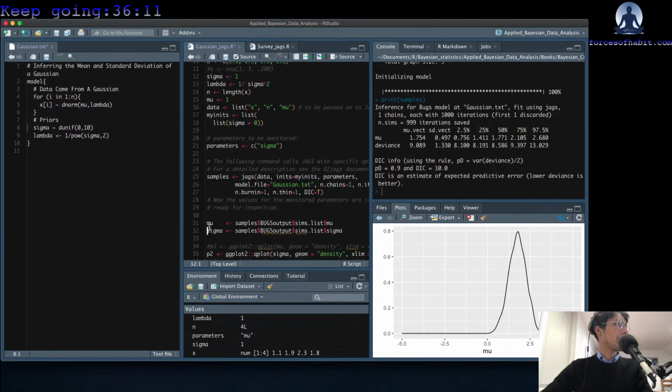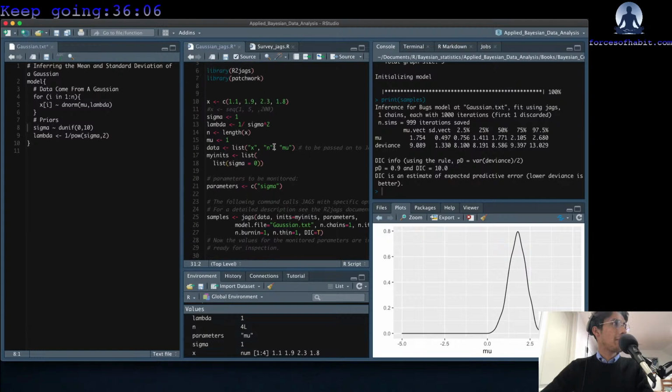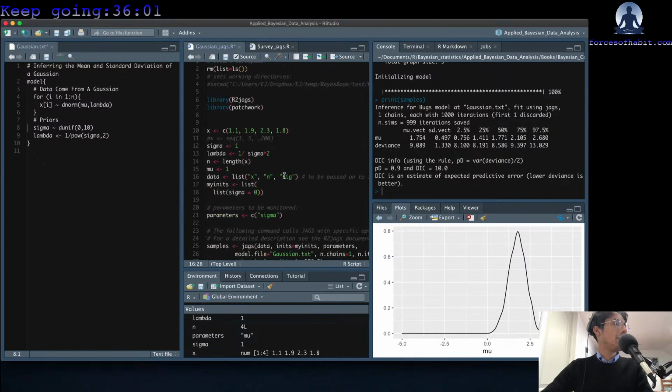So yeah, we're just changing everything out. Now we're passing mu because we specified what mu is here. Let's not do this. We're specifying mu still. We initialize sigma, and then we're only interested in seeing sigma.